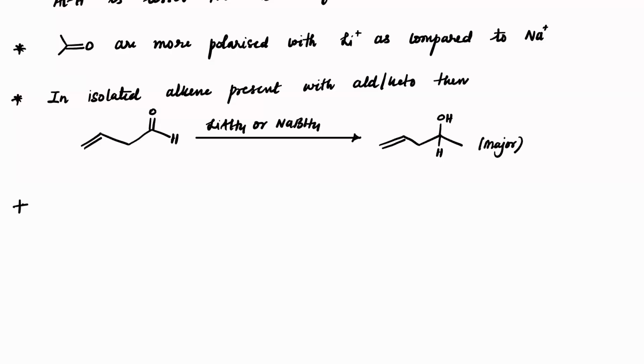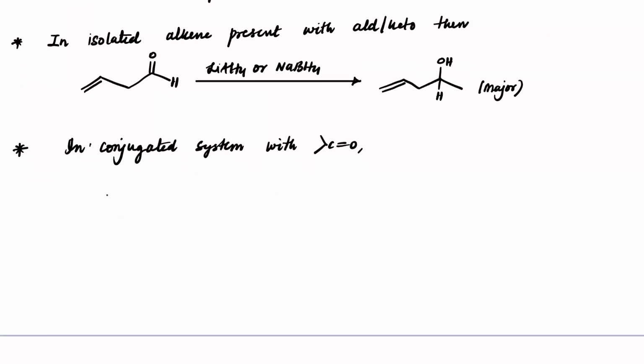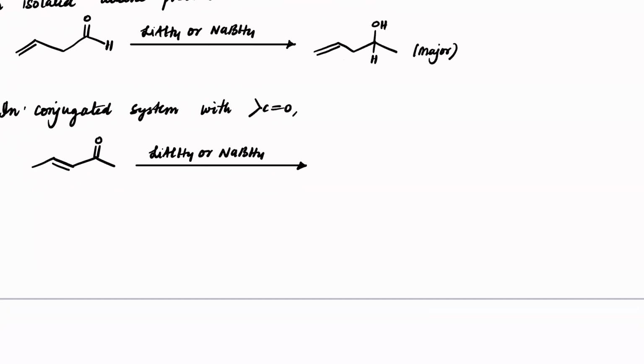Okay, but in a conjugated system with C double bond O, what do you notice is like this. Double bond O and one double bond is present here. And again, the same thing: when you take lithium aluminum hydride or NaBH4, you will end up getting two products.